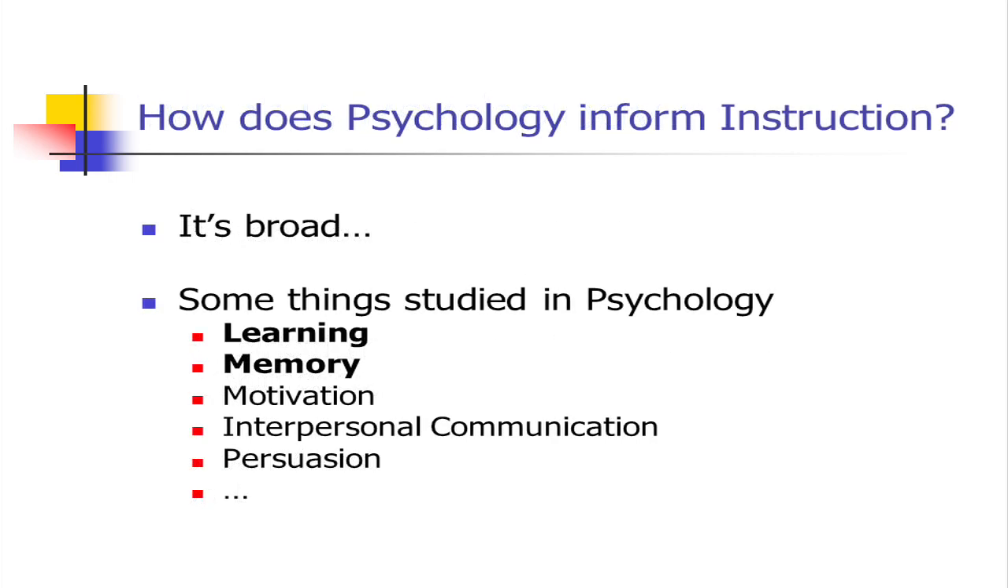Okay, so how does psychology inform instruction? Well, one of the reasons it can inform instruction is because it's so broad. Okay, so some things that are studied in psychology would be things like learning and memory, and those are two of the main things that I'm going to be focusing on in this lecture. But psychology also studies things like motivation, interpersonal communication, persuasion, which are all also relevant to instruction. I'm going to be focusing more on the learning and memory types of things. But just to give you an idea of how psychology is able to tell us a bit about instruction.